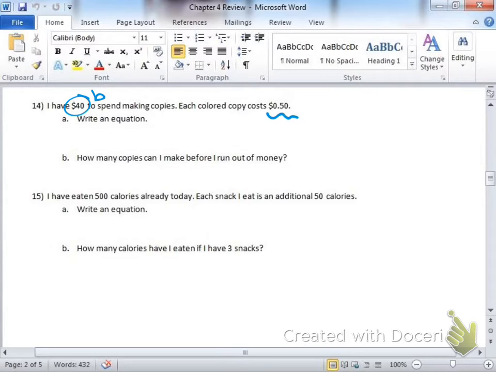Which makes 0.5, or 50 cents, my M. Now the problem here, you have to use your reasoning skills a little bit. Are they paying you 50 cents every time you make a copy? You're paying them, right? So your total's actually going down. So we're going to think of this as a negative M value, because the change of your overall money is going down, so the slope has to be a negative number.